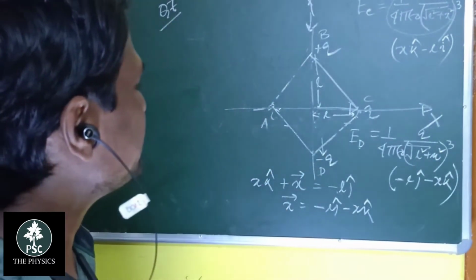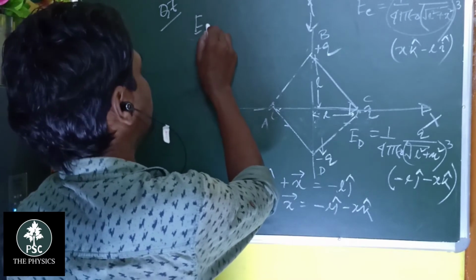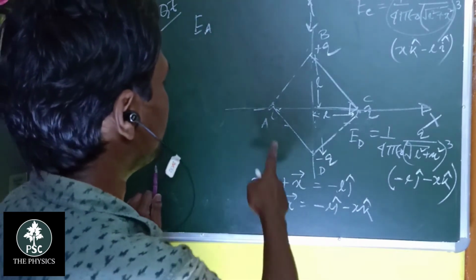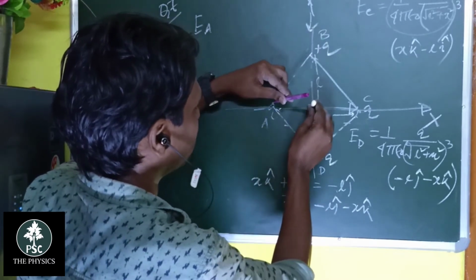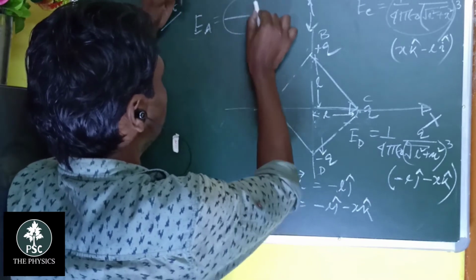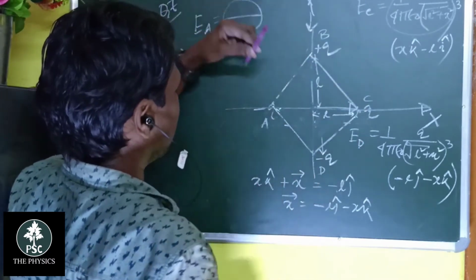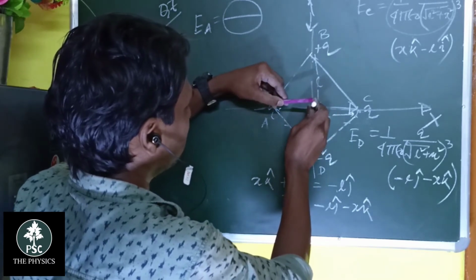Again, this is E C, E D, and then calculate E A. It is also along this direction. So the magnitude is the same, and then the direction is x.